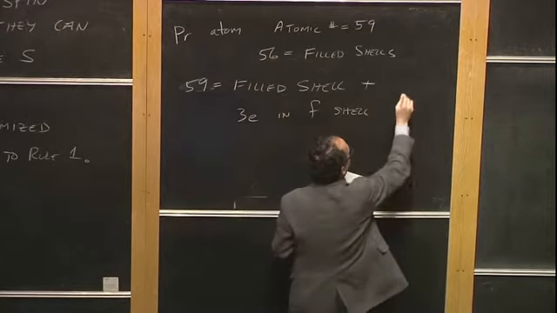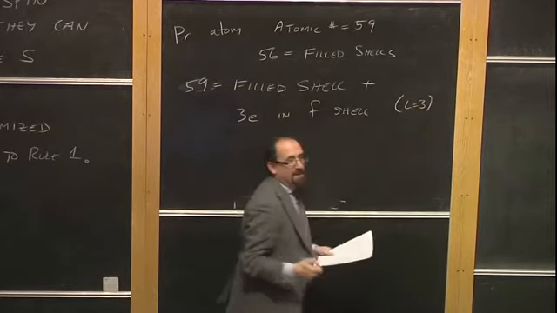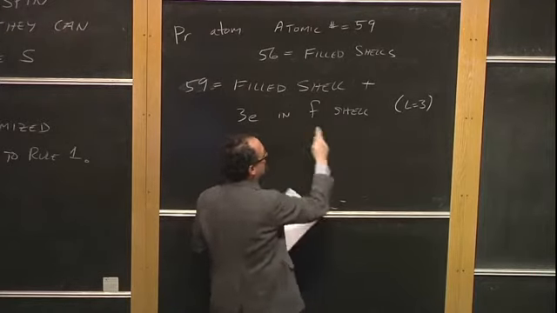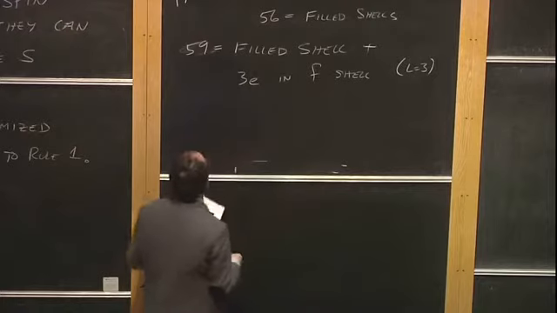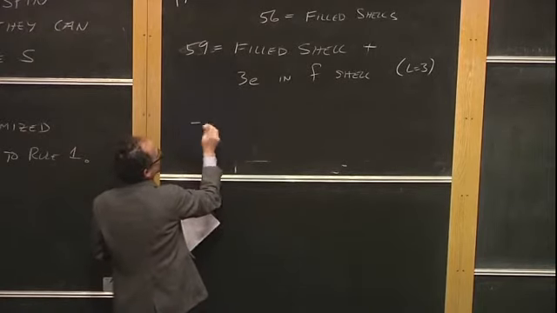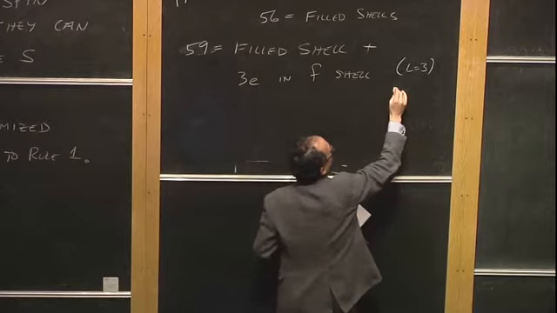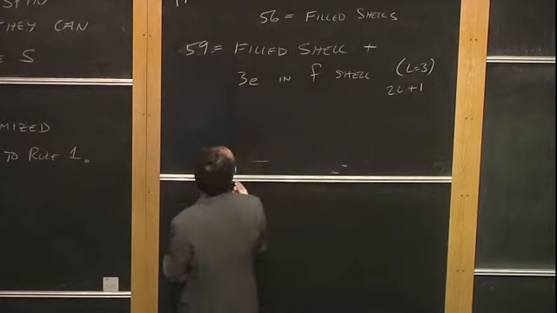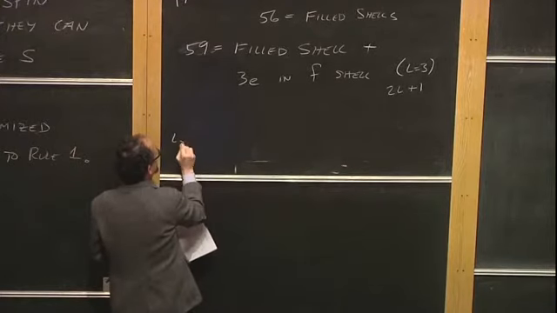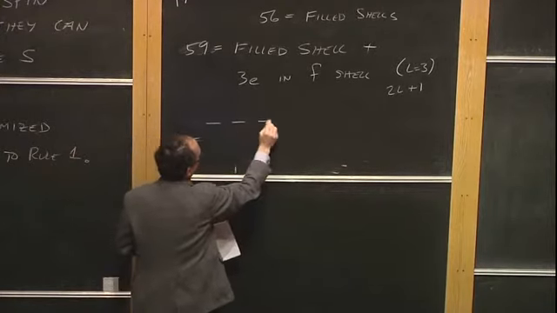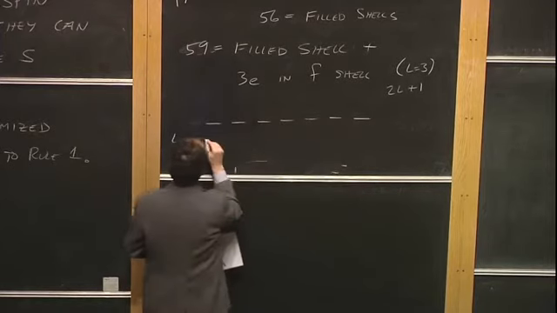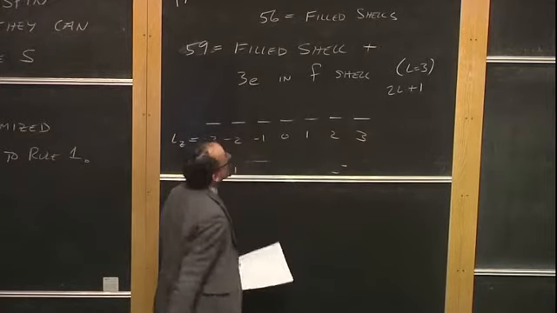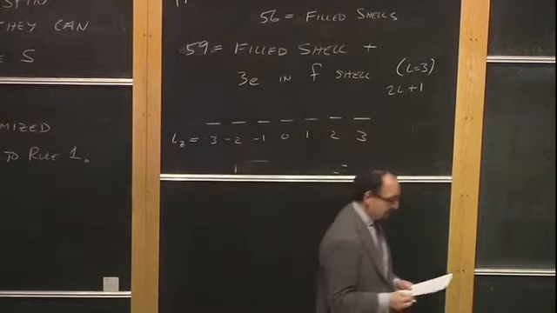F is L equals 3. Remember S, P, D, F, G. So F is 0, 1, 2, 3. F is L equals 3. So we can write out all the orbitals. For F, L equals 3, there's 2L plus 1 orbitals going from Lz equals minus 3 to plus 3. So let's write them all out. Lz equals minus 3, minus 2, minus 1, 0, 1, 2, 3. And we have to put 3 electrons in those orbitals.